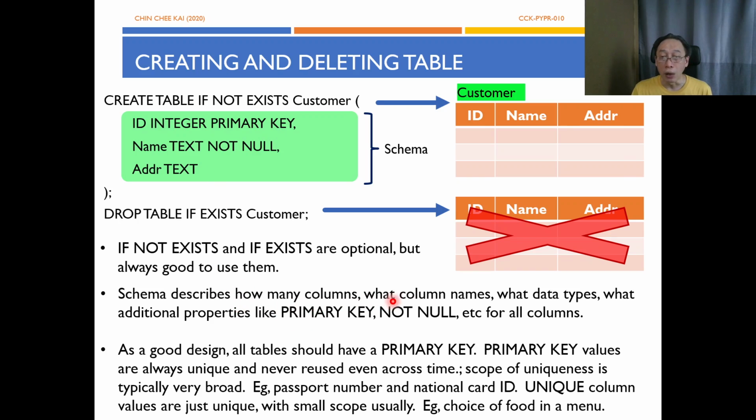Schema describes how many columns, what column names, what data types, and other properties like is this a primary key? Primary key basically is a necessity even though it is not programmatically checked. So if you don't have a primary key, you can successfully create it. It will allow, but then it's not a good design. It's not a good behavior. So all tables should have a primary key. That's something you keep in mind.